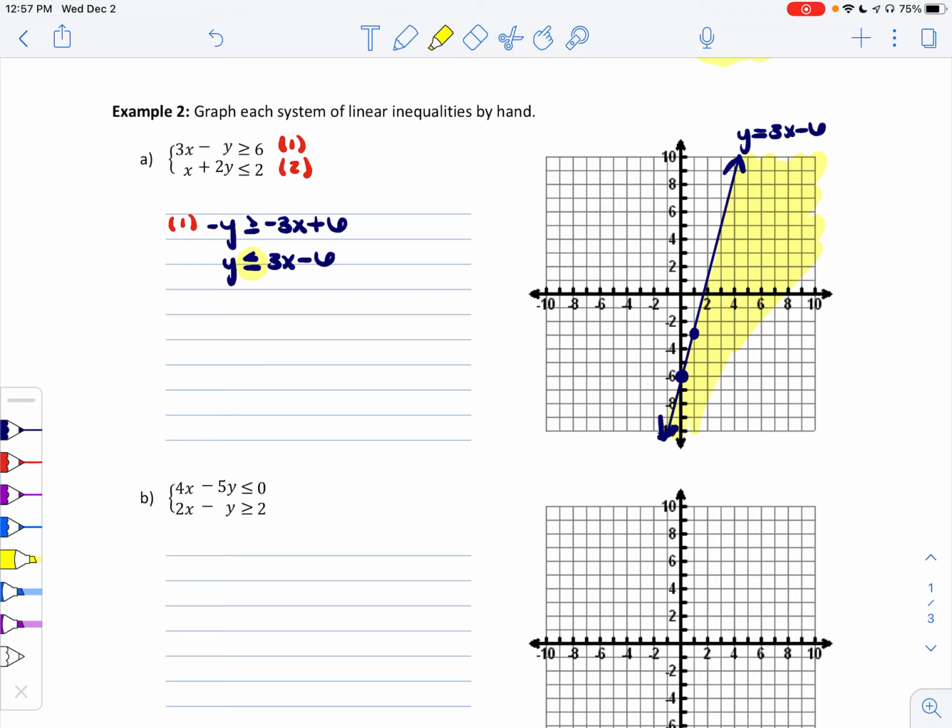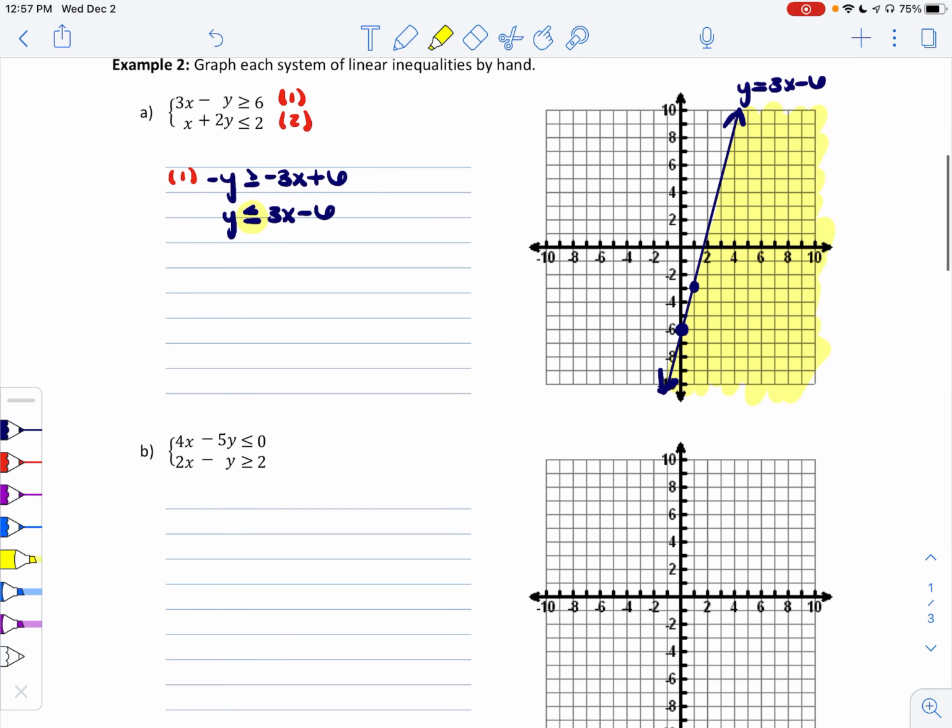I know this isn't our answer yet. This is just for the first inequality. All right, so now we've got to go and tackle the second one. Okay, so we're going to do the same thing with this guy. We want to solve for y.